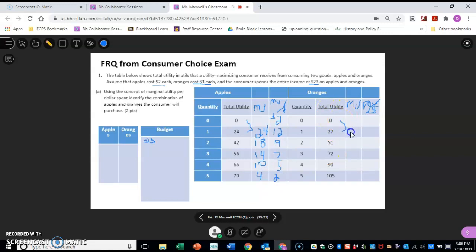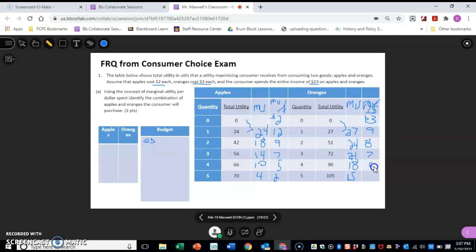All right, let's do it for oranges. Marginal utility of the first unit is 27. Of the second unit is 24. I have the answer key somewhere, but I can't look at it. The next one's 21. The next one is 18. And the next one is 15. Now, to get their utils per dollar, I have to divide by the price of oranges, which was $3. So 27 divided by 3 is 9. Yes, that's right. 8. Oh, this is easy.